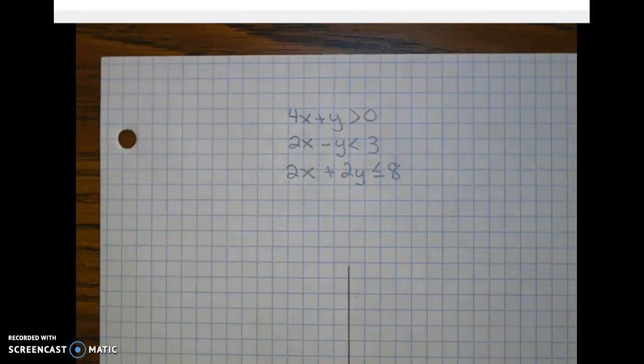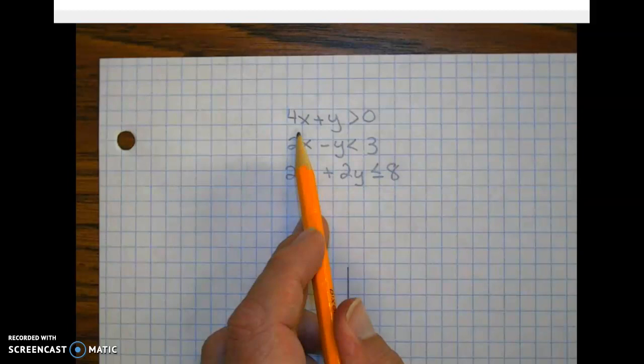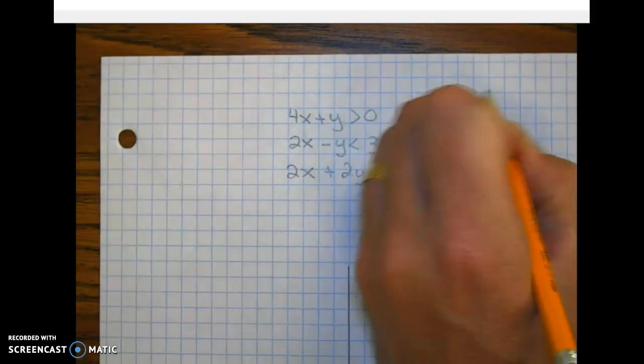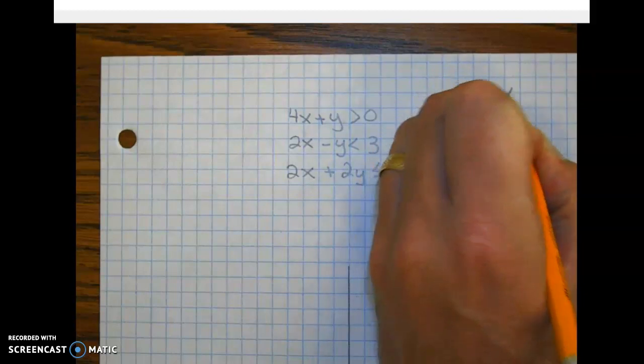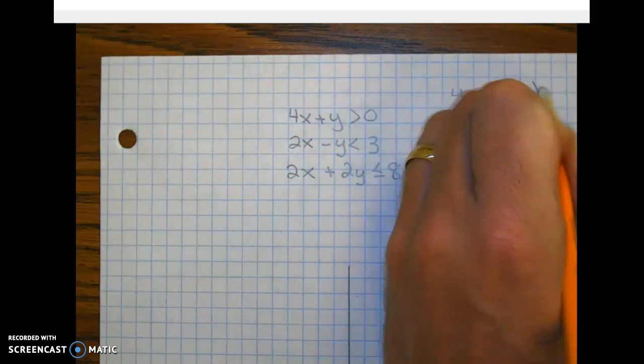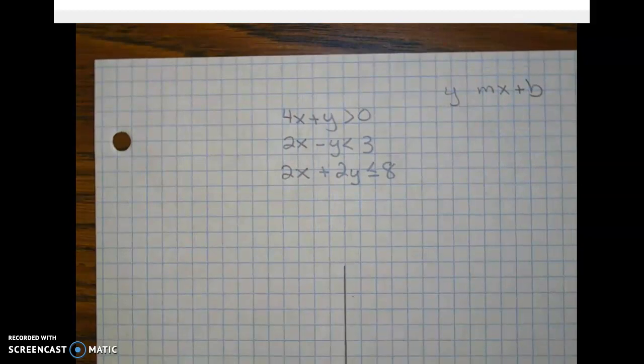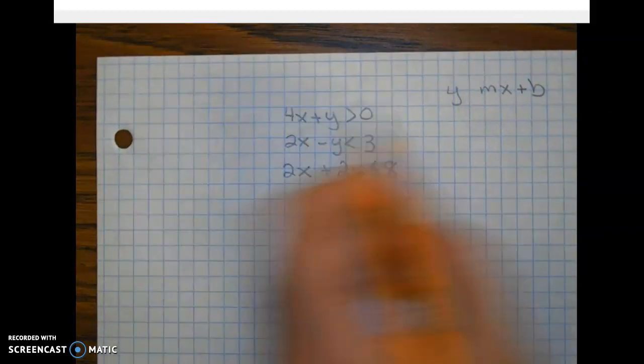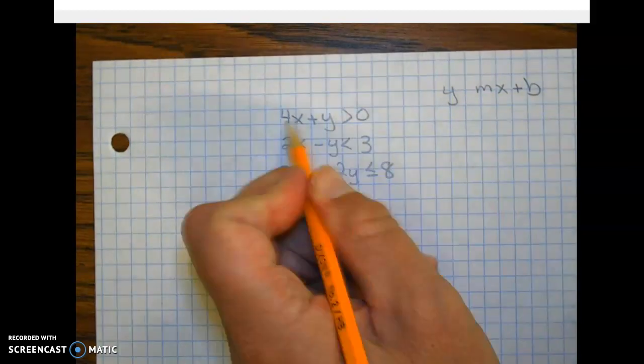So what we're going to be doing here is graphing this system of linear inequalities. First thing we're going to do is get these out of this format and into slope-intercept form. So remember, slope-intercept form is the mx plus b format where we isolate the y on the left. So let's go ahead and do that with this first inequality.